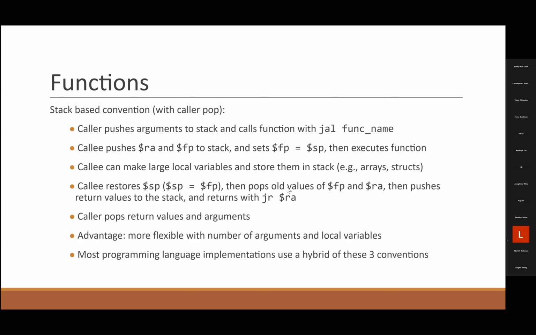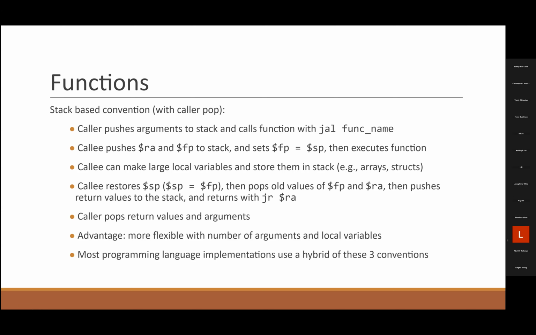And then it will pop the old values of FP and RA, restoring them. And then the function will push the return values to the stack, and as usual, it returns with JRRA. And notice that in this convention, the callee or the function doesn't actually pop the arguments off the stack. And that task is delegated to the caller of the function. So after the caller calls the function, the caller will have to pop both the return values and the arguments.